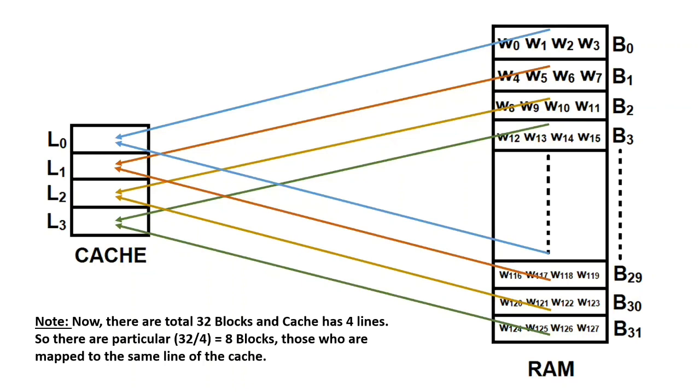So here the possible results are 4 results, that is 0 or 1 or 2 or 3. So that is why here are a total of 32 blocks and there are 4 possible results. So that is 32 by 4, that is for 8 blocks the result will become the same, and that is why they are mapped to the same line of the cache.